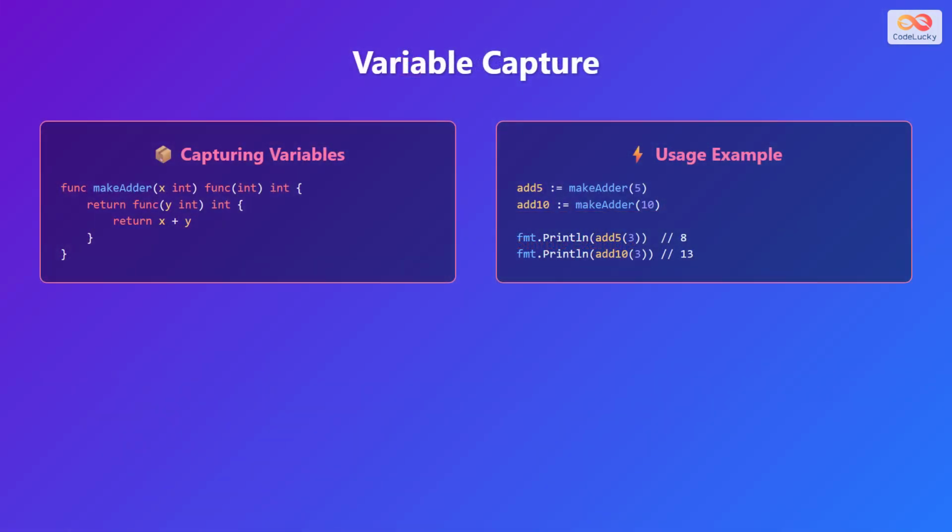Here's an example showing how variables are captured in closures. The makeAdder function takes an integer x and returns an anonymous function. This anonymous function takes an integer y and returns the sum of x and y. Notice that x is captured from the outer function. In the usage example, add5 is a function that adds 5 to any number, while add10 adds 10. Each closure retains its own value of x.